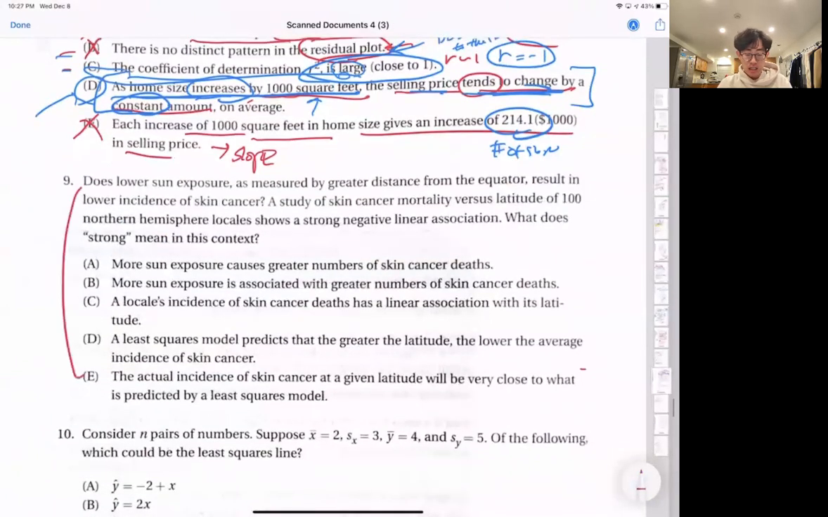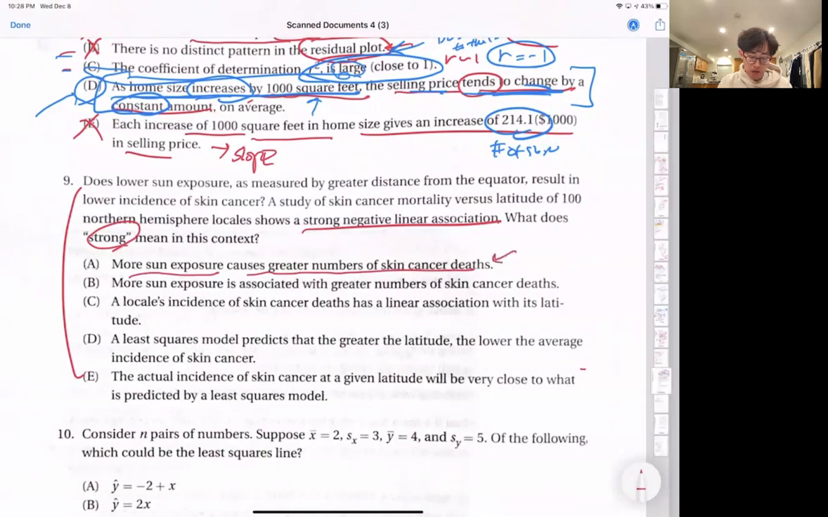Does a lower sun exposure, as measured by a greater distance from the equator, result in a lower incidence of skin cancer? Okay, so 100 northern hemisphere locales show a strong negative linear association. Okay, again, what does the strong represent? So now we're talking about the strong. The strong, I believe, should come from the fact that, well, let's just read over this and make sure what happens. More sun exposure causes a greater number of skin cancer deaths.